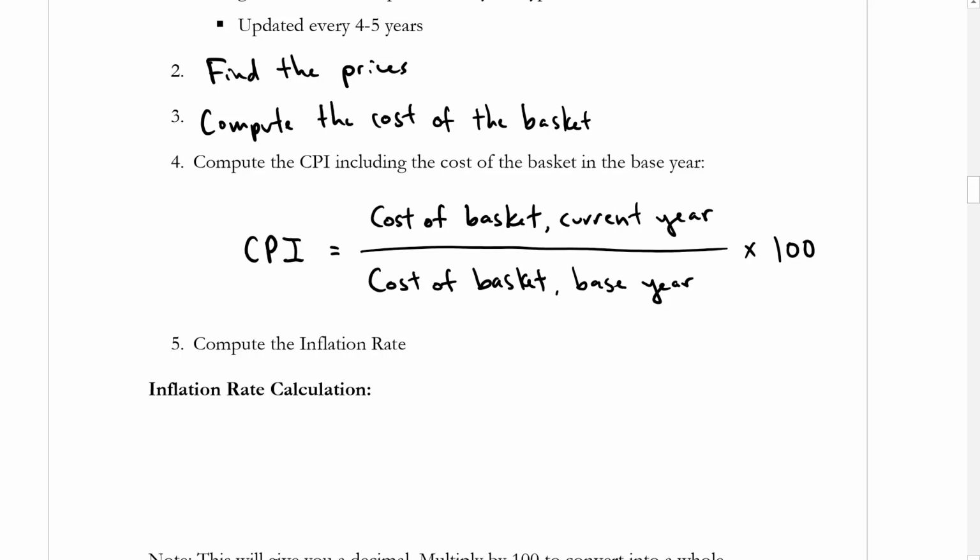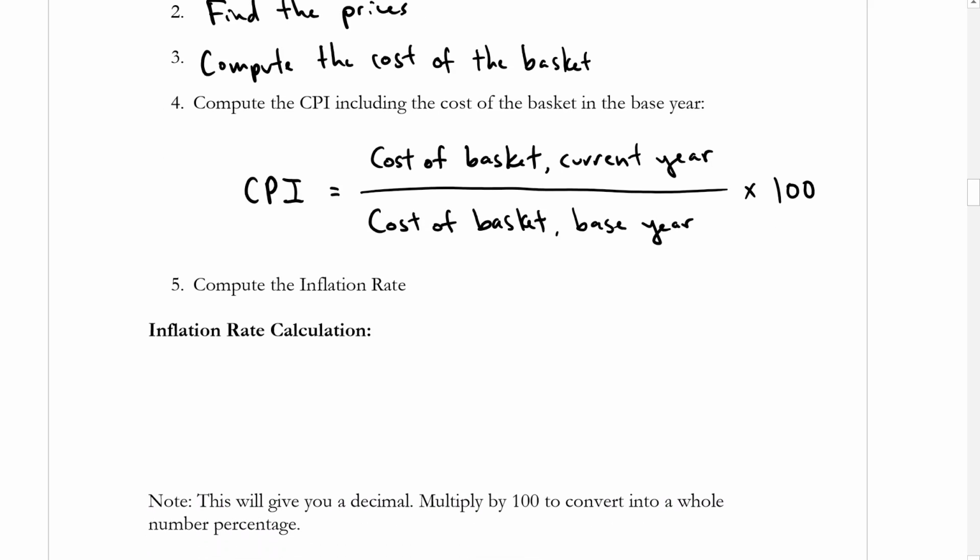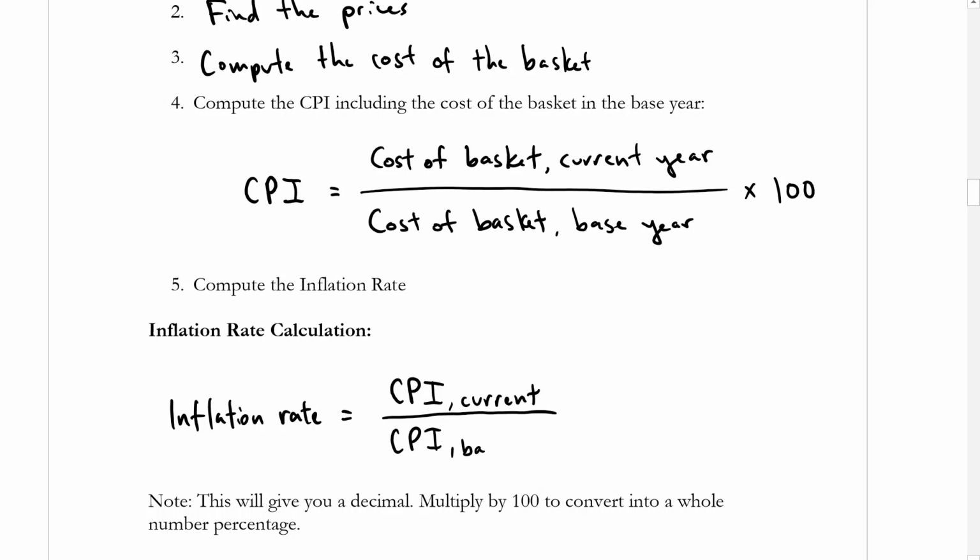And then with the CPI, you collect that over several time periods, and then you can calculate the inflation rate. And the inflation rate is simply going to be the percent change in the CPI from one period to the other. So if we're looking at an annual inflation rate, you're going to calculate this as follows. Inflation rate is equal to the CPI in the current year over the CPI in the base year.